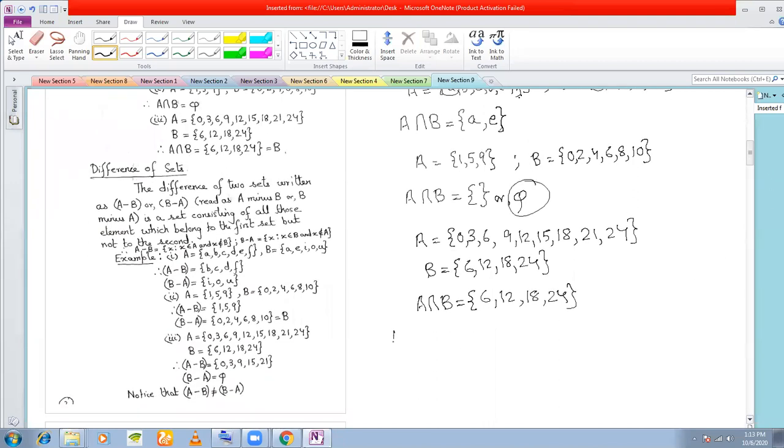Another interesting observation is that B is a subset of A. Can you see all the elements of B are in A? And if you see A intersection B, what are you getting? You are actually getting B. So A intersection B is equal to B. Whenever B is a subset of A, A intersection B must be equal to B. This is an interesting observation, not that you have to remember it. So you just know how to calculate the union and intersections. So I stop here for today.